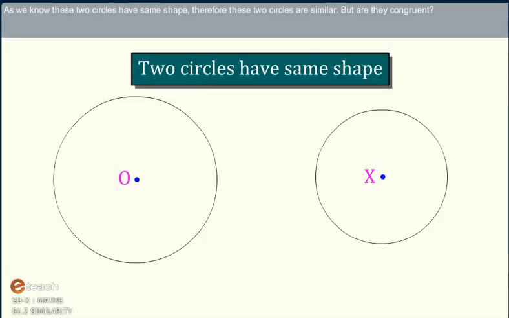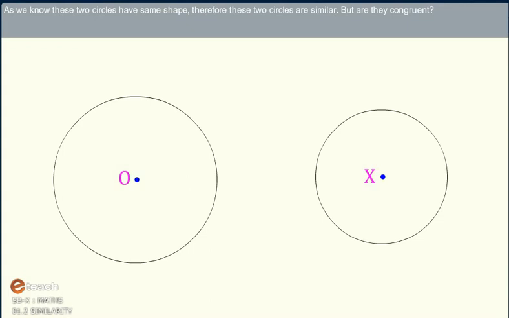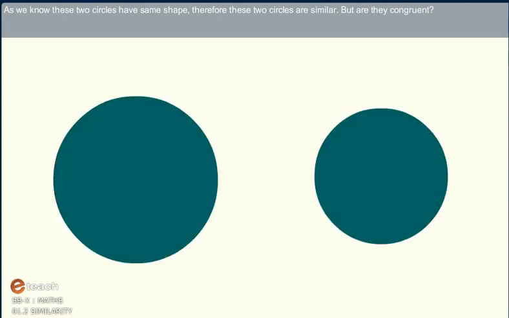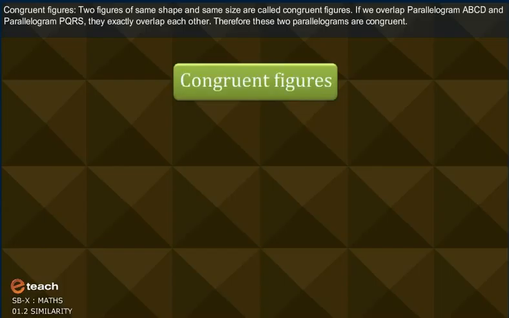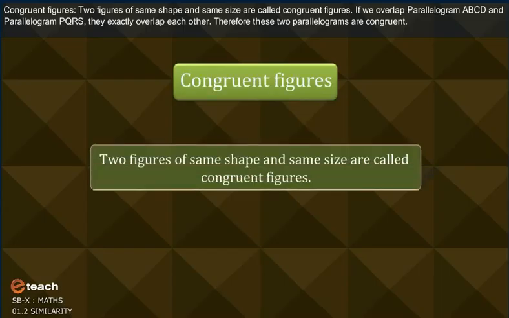As we know, these two circles have same shape. Therefore, these two circles are similar. But are they congruent? Congruent figures. Two figures of same shape and same size are called congruent figures.